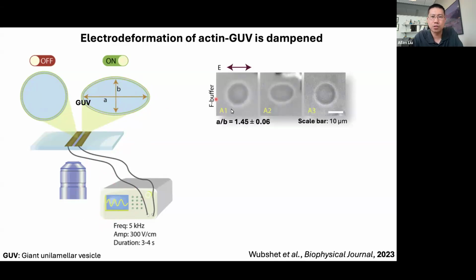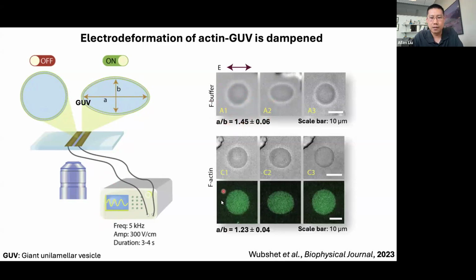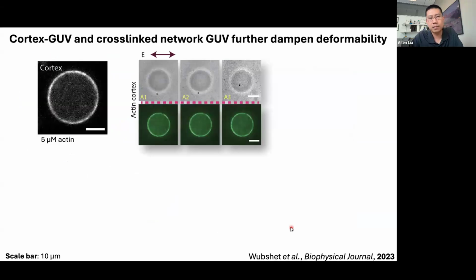Just to give you a glimpse of what this looked like, if you encapsulate F buffer, you will have rather large deformations with this A to B ratio of 1.45. If you encapsulate F-actin, you can see that the deformation is slightly dampened, but you can still see the deformation. Now, however, if you form a cortex, and this is mediated by formation of a cross-linked, or I guess a branched, actin network at the membrane, here we use 5 micromolar actin, you can form a very nice thin cortex at the membrane surface, or I guess the inner surface, and you can see that the vesicle barely deforms under the electric field.